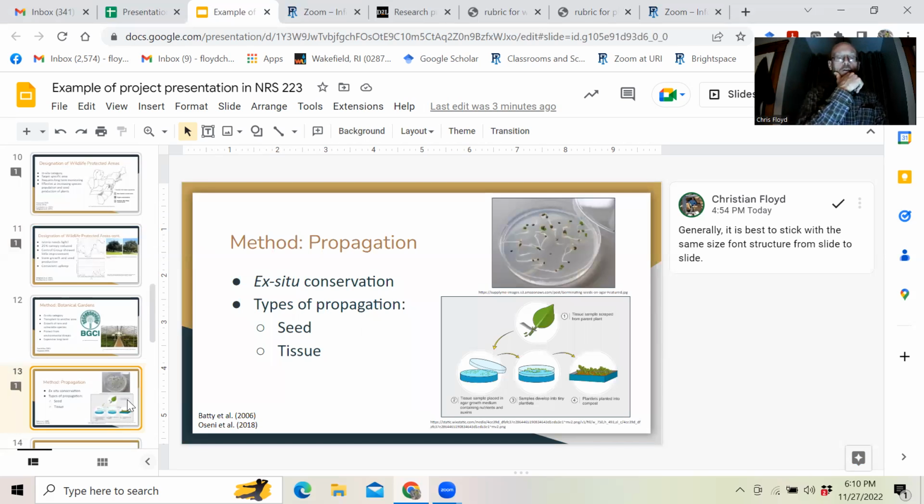Now we're getting into more methods here. Ex situ conservation. There's two types of propagation, and this is what's being shown right here. So that's good. I don't remember the details of this, but those look like really good figures for illustrating these methods. Pick good figures. It may be hard to find them. You may have to make them yourself.